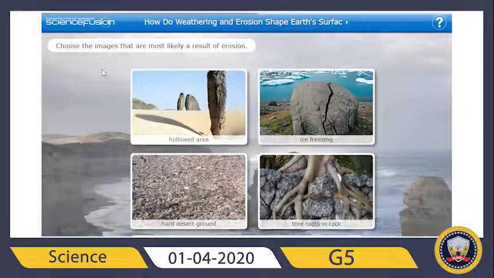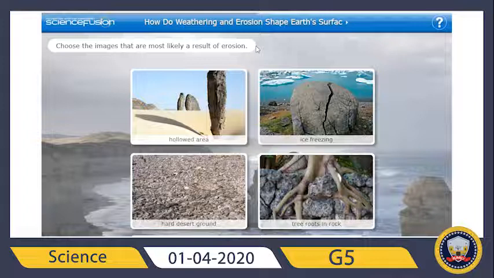In order to revise what we learned, we will try to solve some questions. It is asking us to choose the images that are most likely a result of erosion rather than weathering. We need to find the erosion. What is erosion doing?